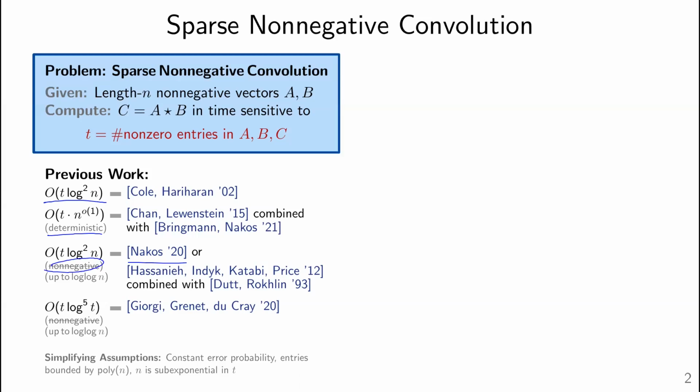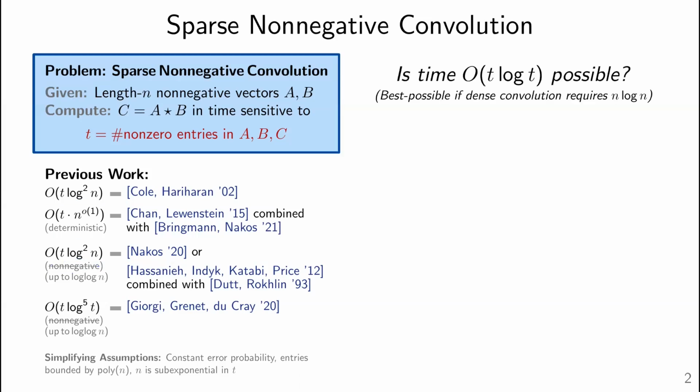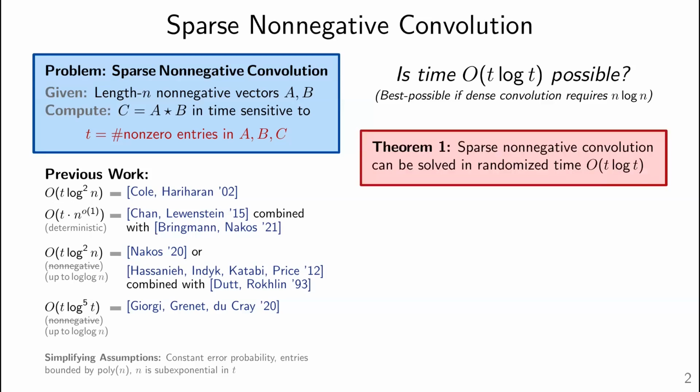Okay, now having a look at all these running times, maybe the natural question is time order t log t possible? You wouldn't expect better algorithms because any algorithm which is better than t log t would directly imply an improved algorithm for the dense convolution problem, which, however, is not known to be better than n log n currently. So is time t log t possible? We answer this question by yes, showing theorem 1, which says sparse non-negative convolution can be solved in randomized time order t log t.